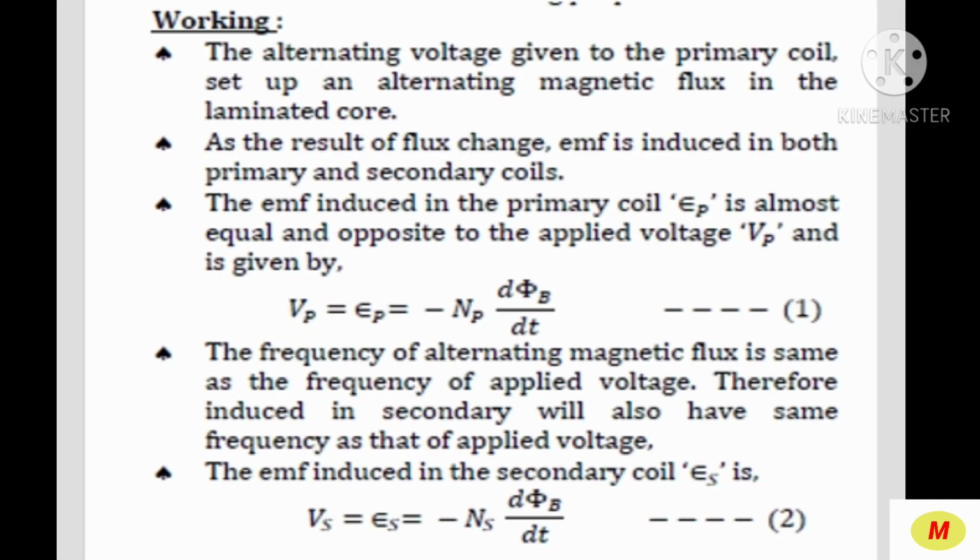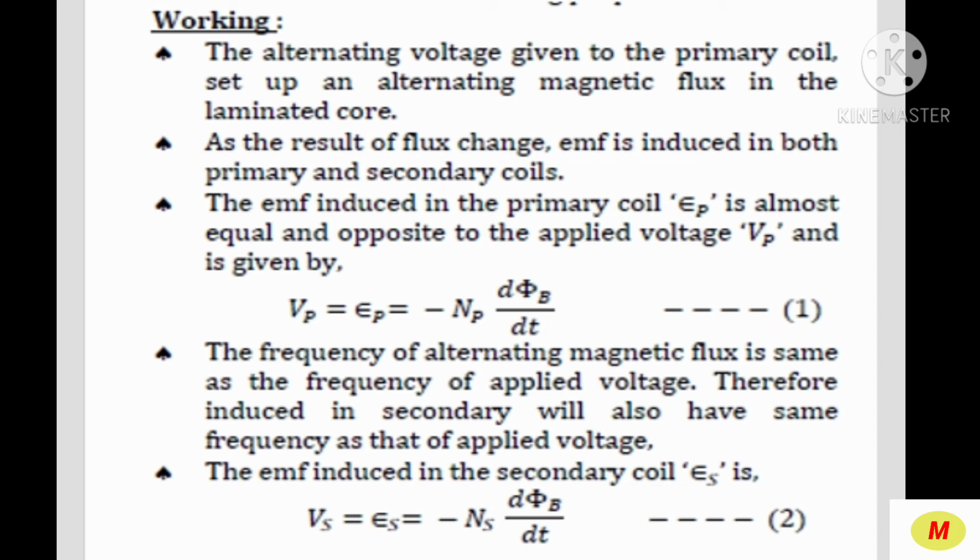Next one is about working of the transformer. The alternating voltage given to the primary coil sets up an alternating magnetic flux in the laminated core. As a result of the flux change, EMF is induced in both primary and secondary coils.